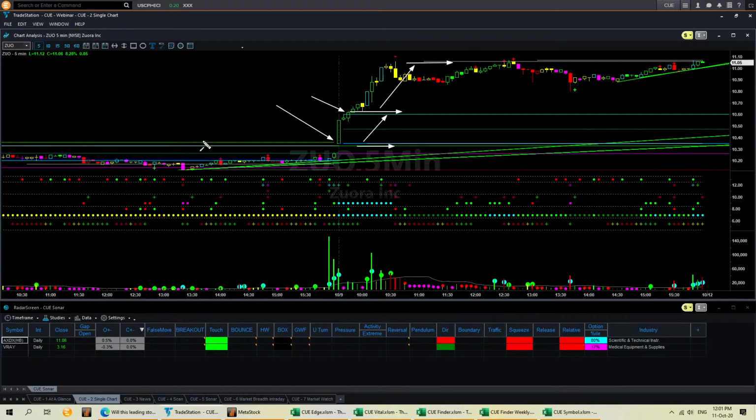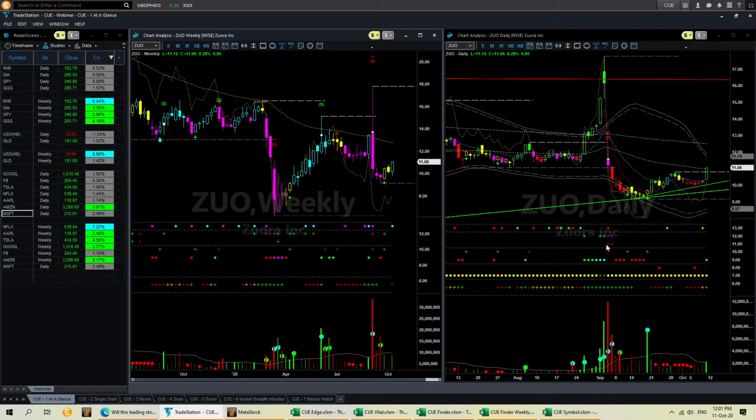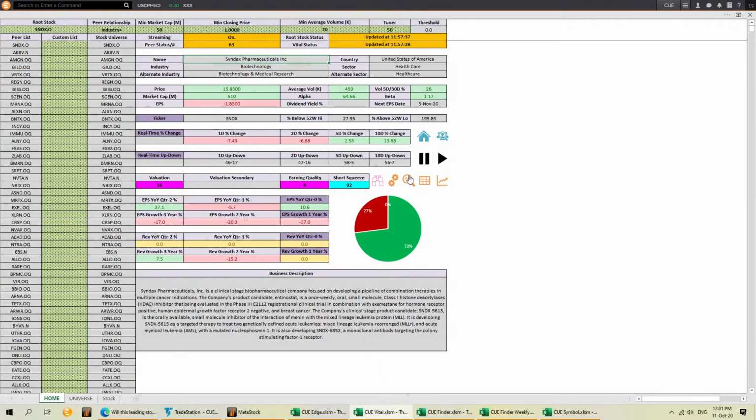Once again, you could use the Q at a glance to identify a stock, but precisely enter it using the fine-tune chart. How were ZUO's fundamentals? I didn't check that yet. Let's check it.